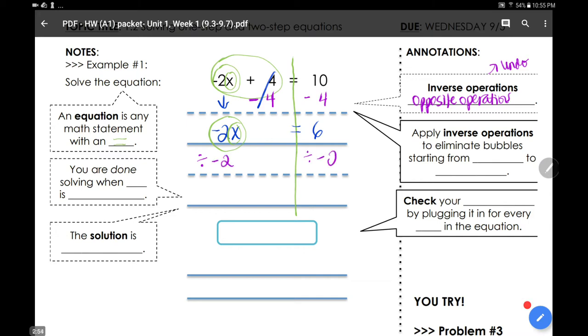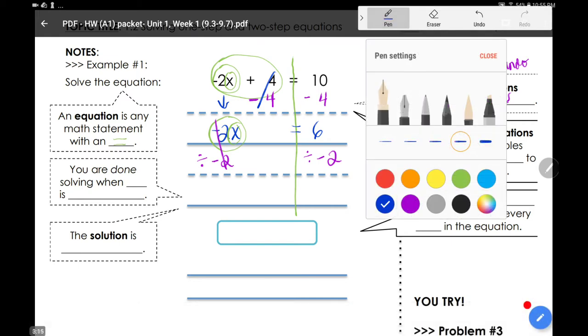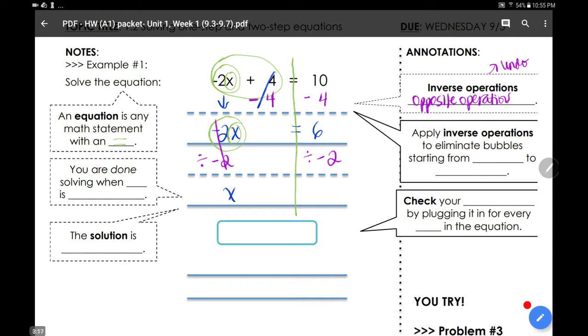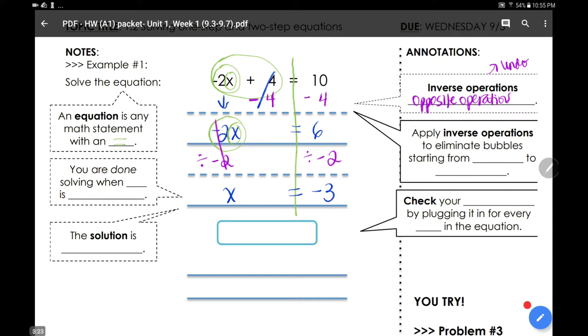Divide by -2. We're not dividing by -2x because the goal is to get x by itself on this side of the equation. So I don't need to remove the x with it. I only need to remove the -2. -2 divided by -2 is just 1. They cancel each other out, leaving us with just 1x, or just x is equal to 6 divided by -2 is -3.